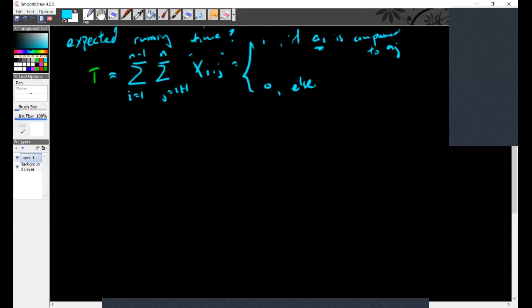This is again an indicator random variable, and maybe I should not use A, because that might cause some confusion. So let me put S_i and S_j. Let me explain what this is right now. Your input comes in an array, so we'll say an input array, and you would expect your input to be like A_1, A_2, ..., A_n. What I'm saying is that we should also think about what the array looks like when it's sorted first.